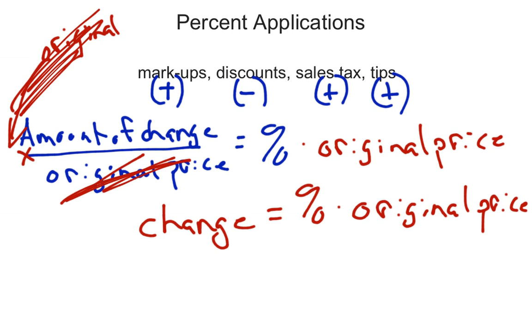We didn't know how much it went up or down, or maybe we weren't looking for that. If we're looking for what the new amount is, then we have another one today. So, using the same format, but instead of saying change, what if we were looking for the new amount? After it's marked up, what is the new amount of the item? So we're going to put new amount there.